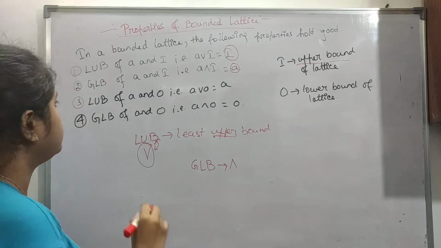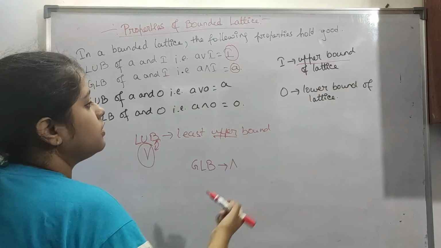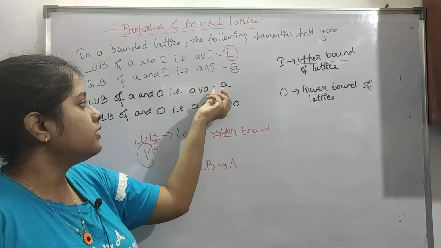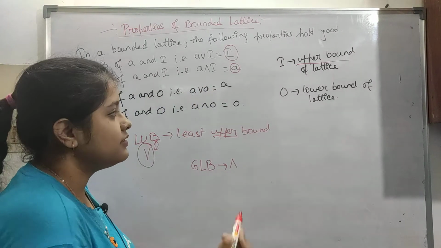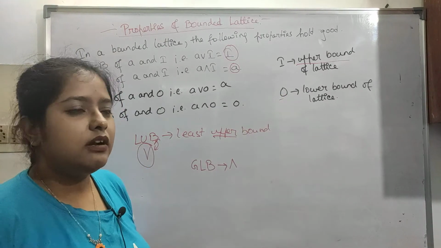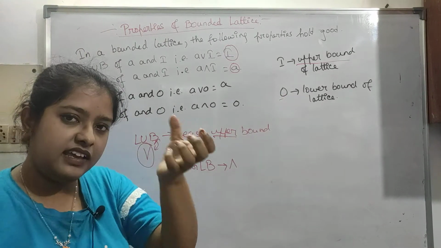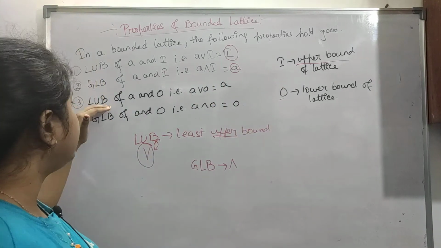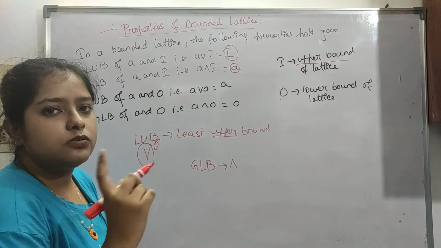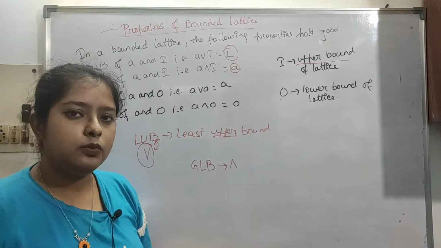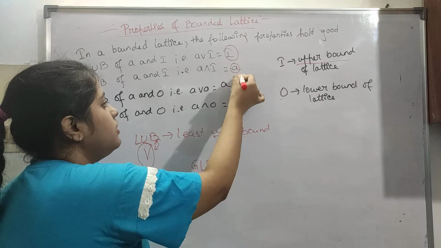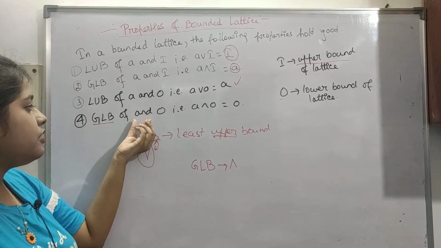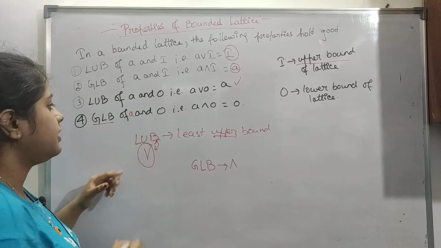So now let's see the next. O is the lower bound of the lattice. So LUB of A and O, A ∨ O. Oh sorry, this is O, not zero. O is our lower bound of the lattice. So now A is any element and O is the lower bound, and we are asking for the LUB of A and O. So obviously A will be our LUB, okay.